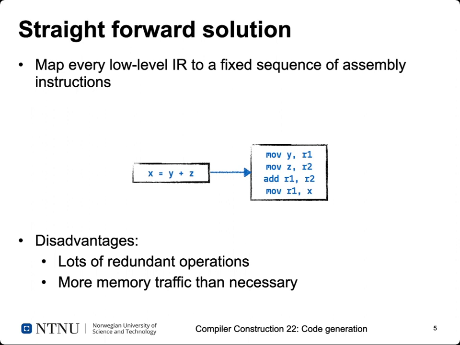This is simple, this works, this generates code that's easy to understand, but of course it has a number of disadvantages. First, it has a large number of redundant operations. For example, we would always load values of variables into registers and store a value from a register into a memory location afterwards. So essentially, we would copy data unnecessarily, and this in turn creates more memory traffic than necessary. So we want to find some ways to do it in a bit more optimal way.